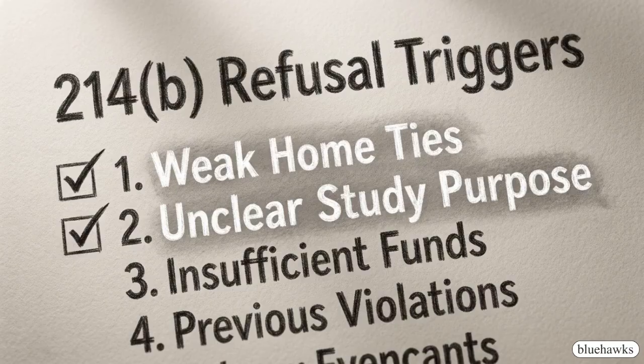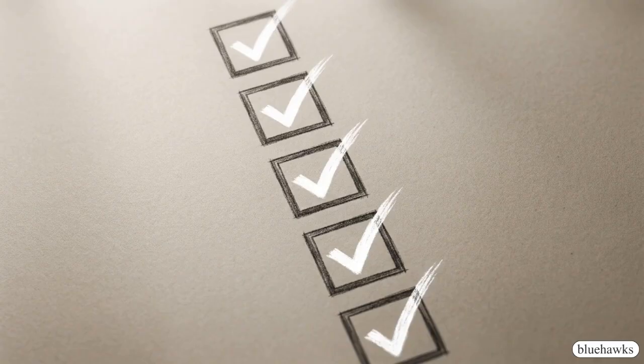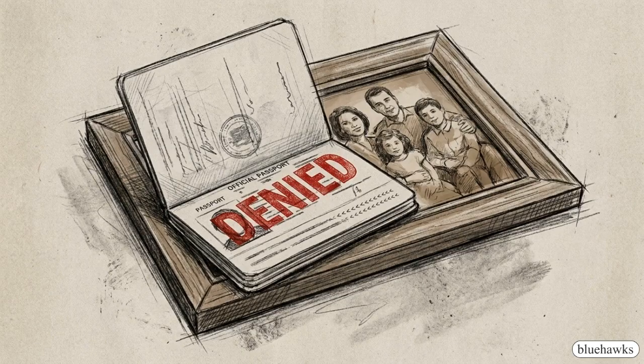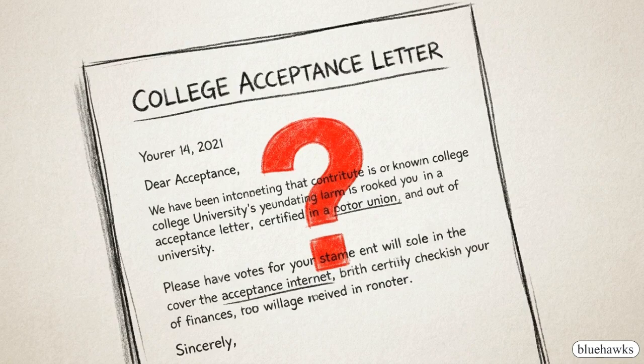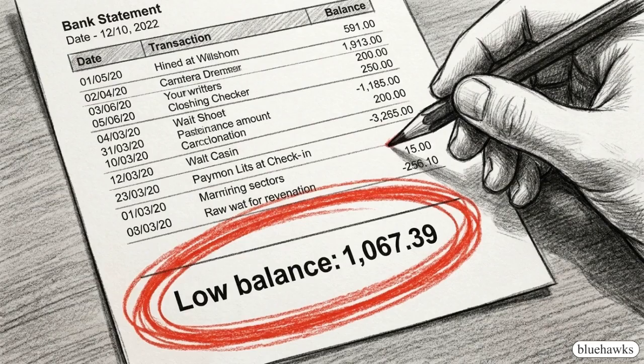Here is a checklist showing the 5 specific triggers officers are trained to look for. They include weak home ties, unclear study purposes, financial insufficiency, poor interview performance, and previous visa history issues. If you couldn't demonstrate property, family, or career prospects waiting for you, that falls under weak home ties. If your reasons for choosing a specific university seemed vague, you triggered the unclear study purpose flag. Providing bank statements that lack credibility points to financial insufficiency, while giving hesitant or misleading answers destroys your credibility under poor interview performance.